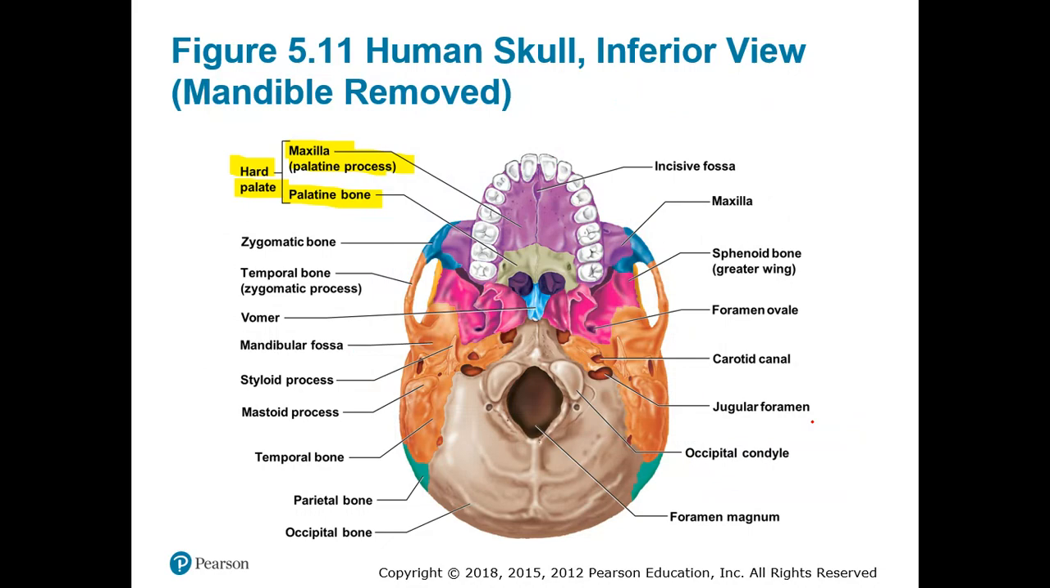A different view is if you were looking from underneath, an inferior view of the skull. The maxilla forms the front part, or anterior part, of your hard palate or roof of your mouth. And we can see that right in here.